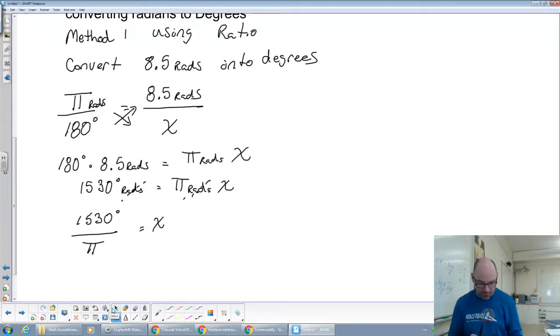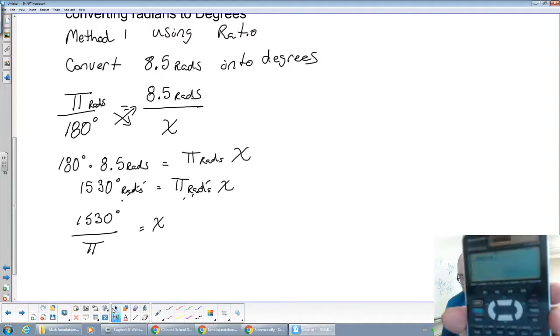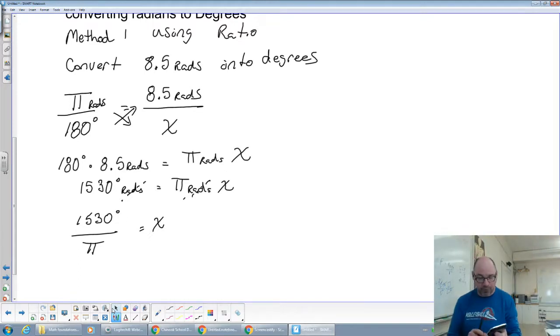So we have to take 1530 and divide it by pi, or 3.14 if you do approximation. I use my calculator's pi button. Then we'll round it off, so it's going to be about 487 degrees. Okay, that's the ratio method. We use that quite a bit.